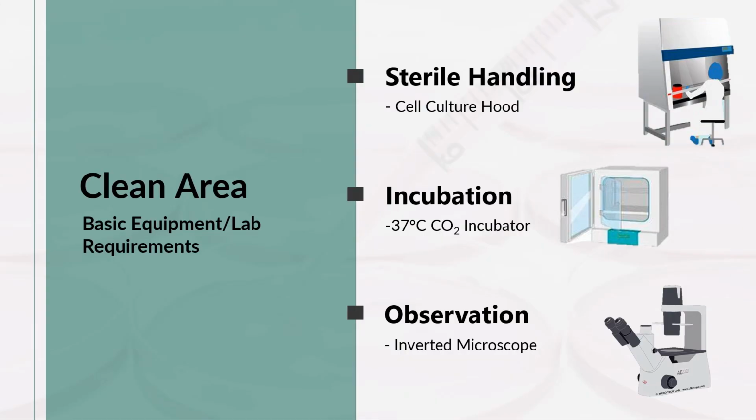All right, so in the clean area, you will generally find the cell culture hood or the laminar flow hood where you will perform all your sterile handling work. And then nearby, you will see the incubator for your cellular incubation, for you to grow your cells in, and also the microscope for you to observe your cells.